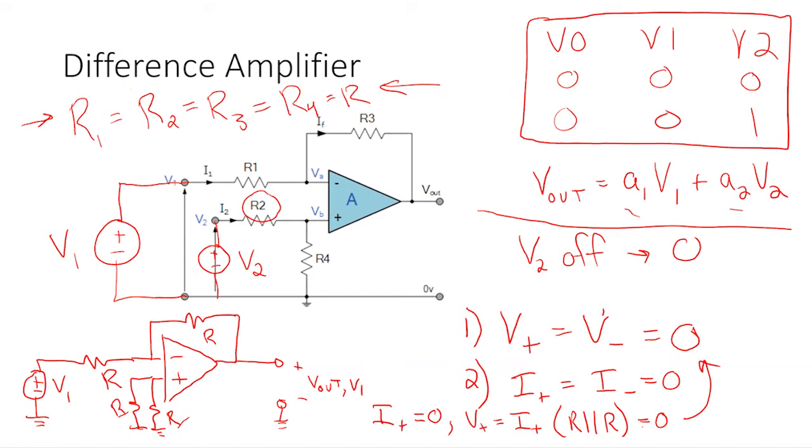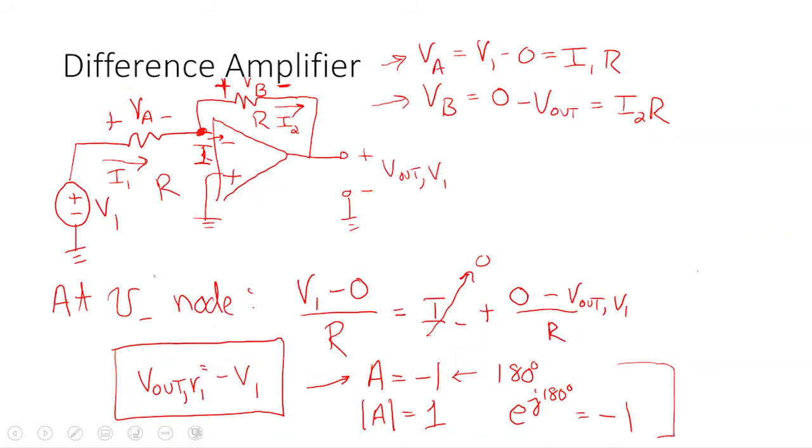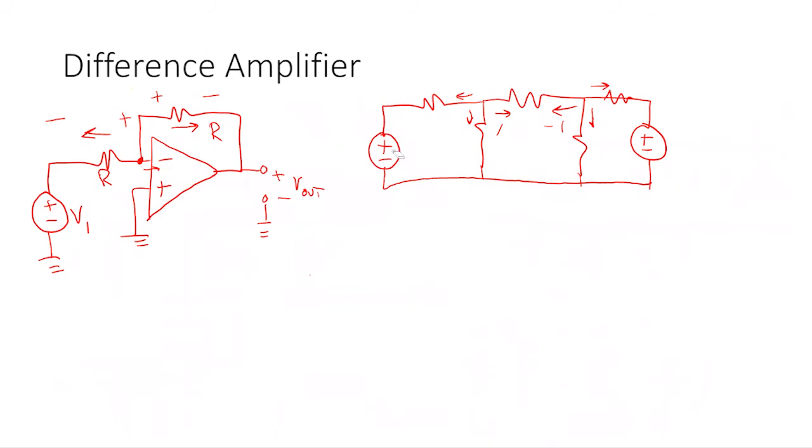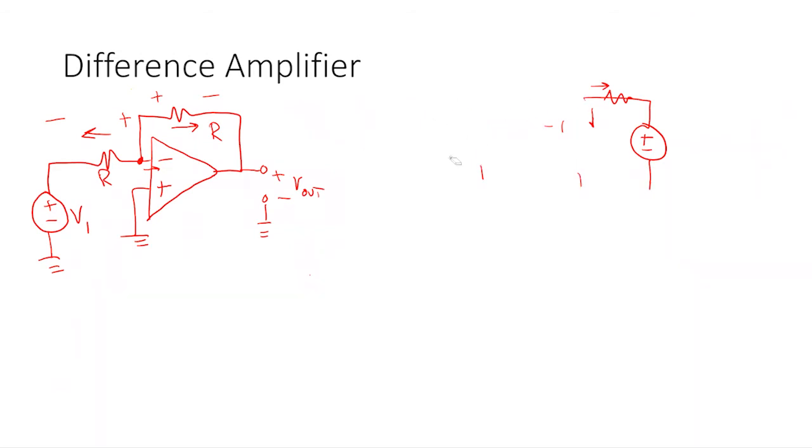All right, so what we've done is we set V2 off, and we found that V out from V1 is equal to -V1. So the other thing I've got to do is find V out from V2. Okay, so here's our original circuit. So if I turn off V1 and turn on V2, what do I do with the circuit then? Short circuit V1.